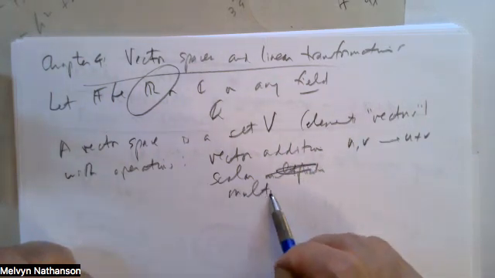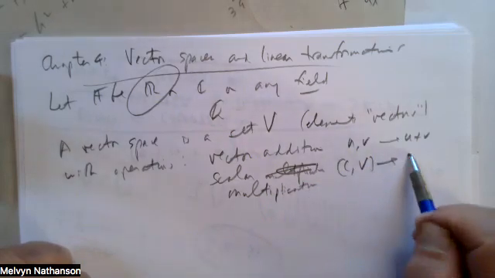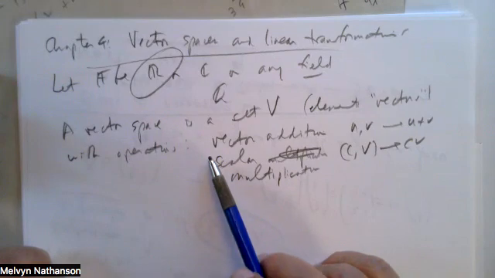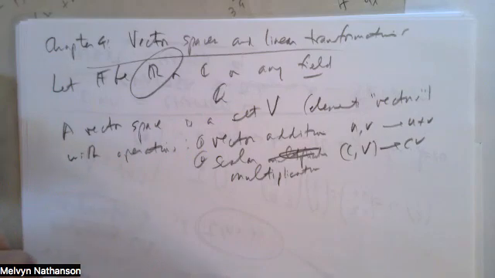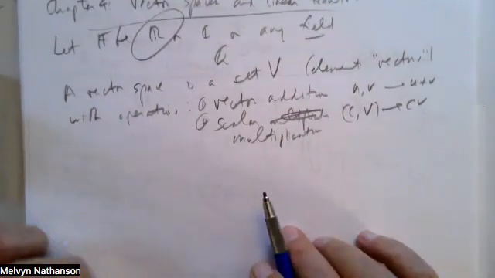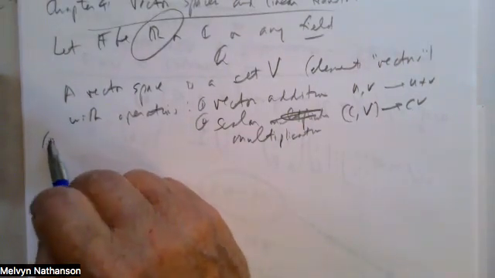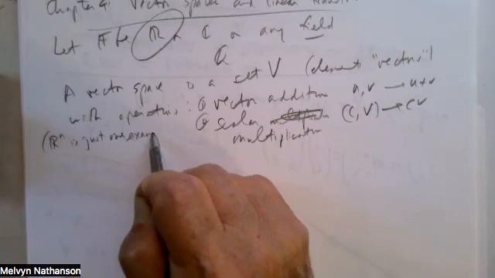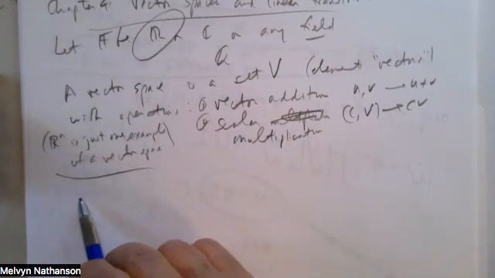Scalar multiplication. If you take a vector V and a scalar C, there's some operation of multiplying the vector by the scalar. So you have two operations, vector addition and scalar multiplication, and these have to satisfy certain properties. And if you check, all these properties will be satisfied by Rn, but Rn is just one example of a vector space.